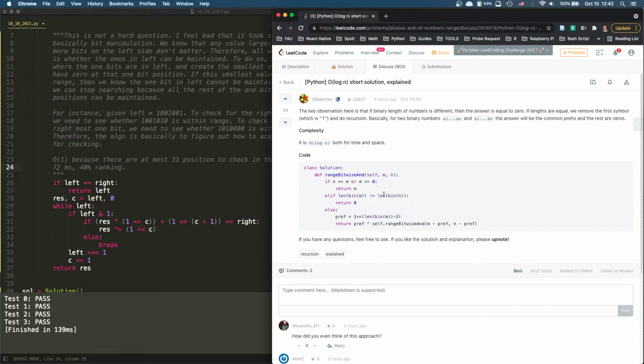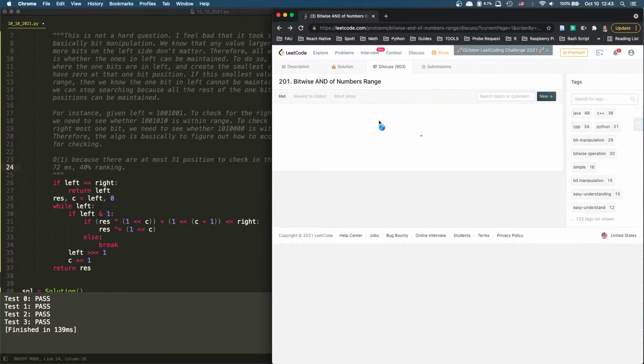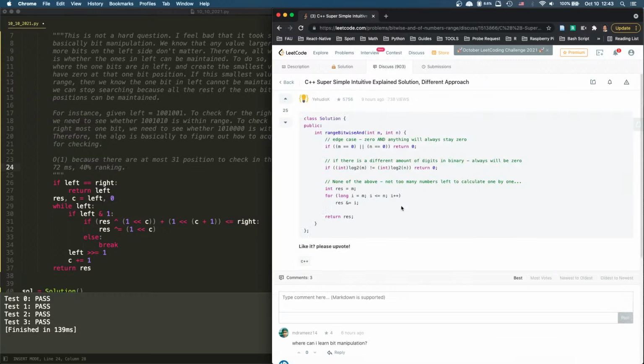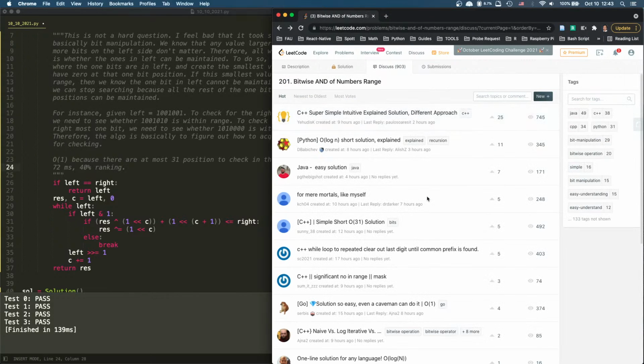I mean, some solutions, if lengths are the same, then we just go through everything. I mean, that's definitely one solution. We can just go through everything, which is fine. Not too many to calculate. But we can do better, right?